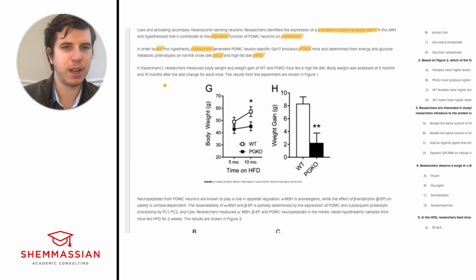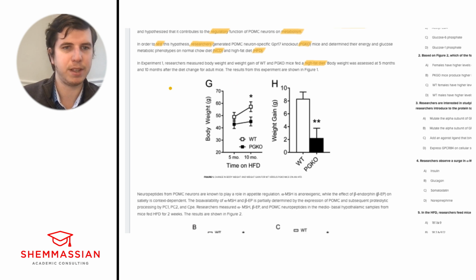In experiment 1, these same researchers measured body weight and weight gain of the wild type, which is the normal chow diet, and the PGKO mice on a high-fat diet. Okay, so they have the two different types of mice on high-fat. Body weight was assessed at 5 months and 10 months after the diet change for adult mice. The results from this experiment are shown in figure 1. Okay, so this is experiment 1.